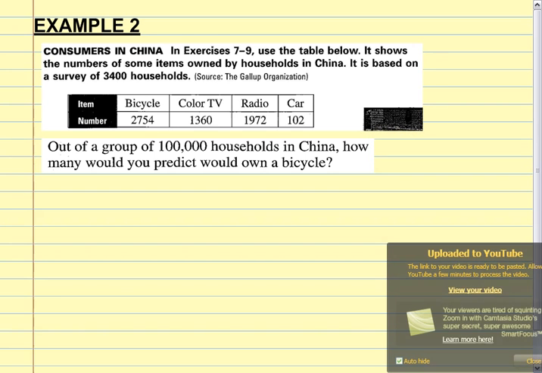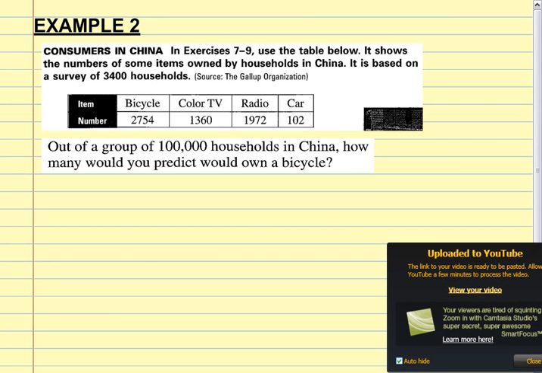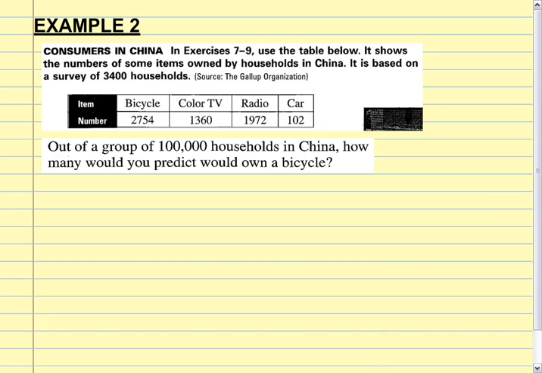Okay, folks. Example number 2 says consumers in China. It says in exercises 7 through 9 because I just chose it from a group of exercises, but we'll get rid of that. It says use the table below. It shows the numbers of some items owned by households in China. It is based on a survey of 3,400 households.